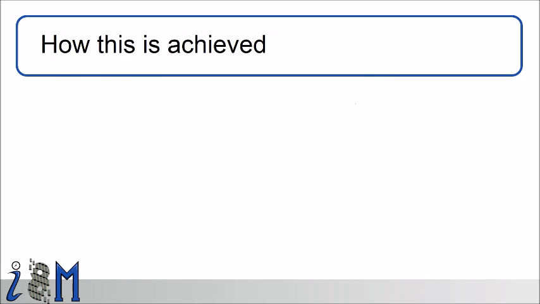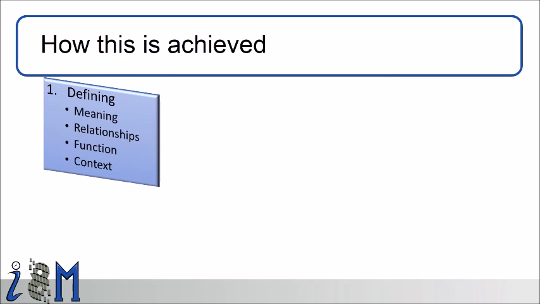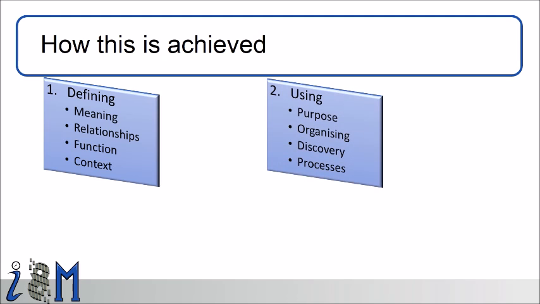How can we achieve this? There are a number of different ways, and in order to make this a little bit more simple and easy to understand, we've divided this up into 4 main areas. The first area is about defining your information or your data. And it's about making sure that you've got a clear, consistent definition of what it is you're discussing, how it interacts with the rest of the world, and what its functions are.